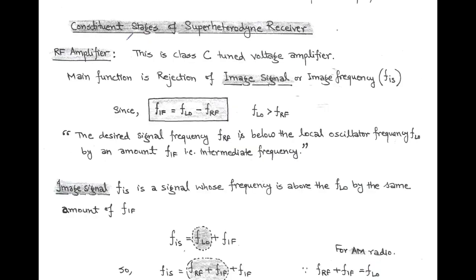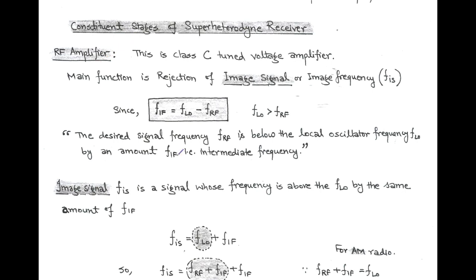Next, we are going to discuss the constituent stages of the superheterodyne receiver in detail. In the first stage, there is the RF amplifier. This is basically a class C tuned voltage amplifier. The main function of the RF amplifier is rejection of image signal or image frequency, that is F suffix IS. So in the superheterodyne receiver, there is a problem of image signal or image frequency, and this can be rejected with the help of the RF amplifier.